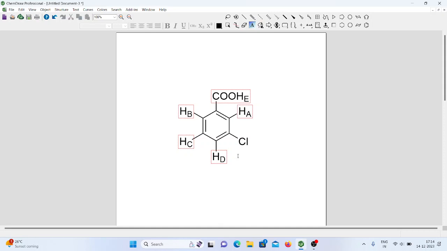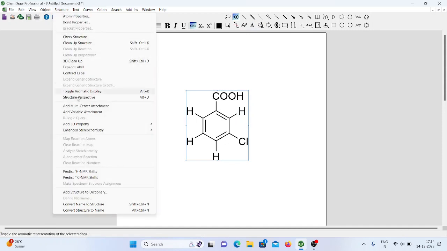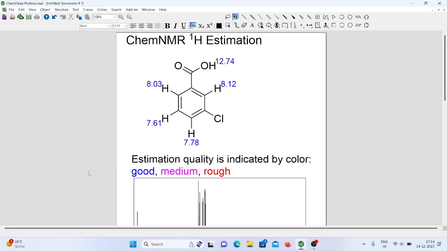But in order to bring the spectra, you should not represent the protons in this way. Directly, you should represent the general protons. For your understanding purpose only, I have written these details. So you have 5 different protons in the molecule. Now select this molecule, go to the structure and activate predict proton NMR shifts. Click this one. See what happens.